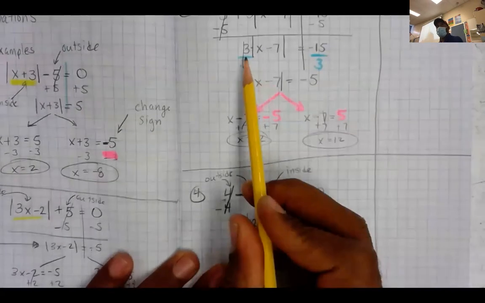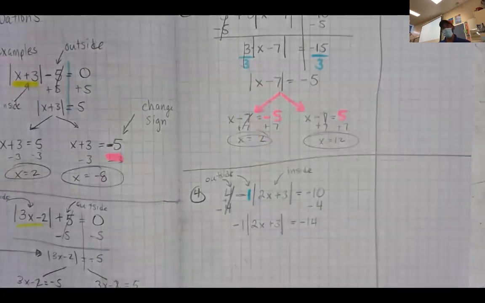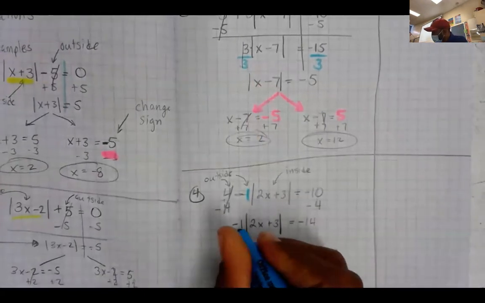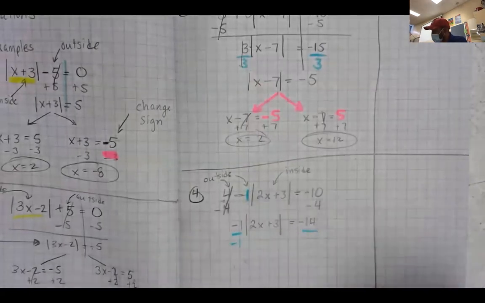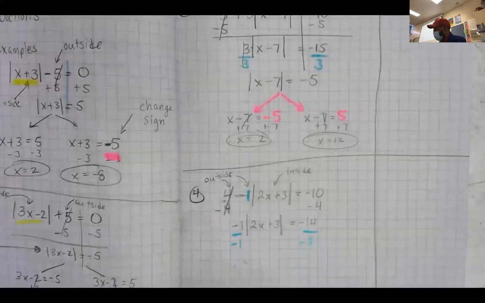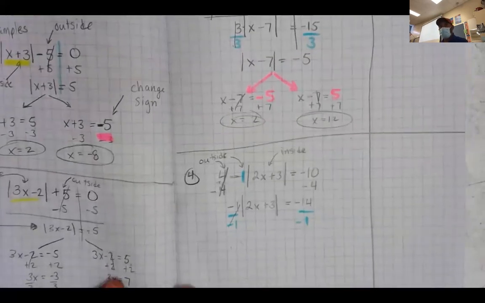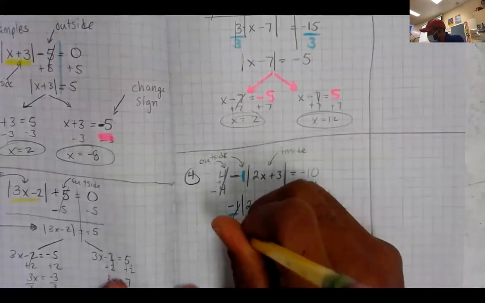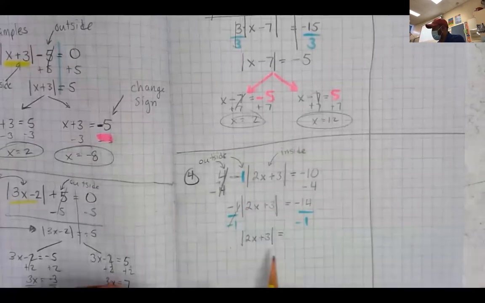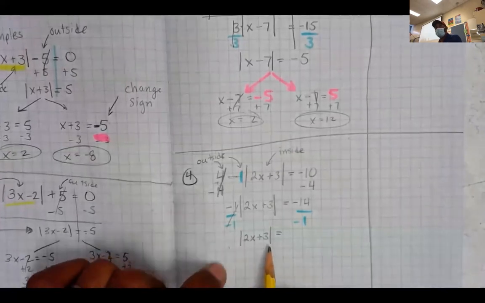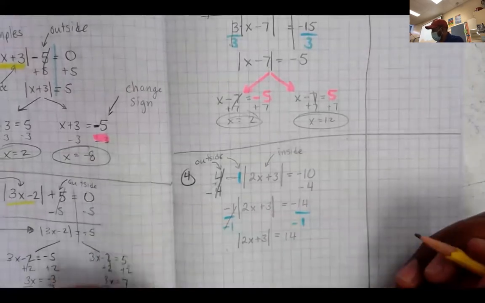Now, just like I had a number in front that's being multiplied, I have the same thing here, so I'm going to divide it. And remember, when you divide on both sides, you divide by the same number, not the opposite. So the same sign of -1 on both sides. That will cancel out that number, or at least turn it into a 1, so it doesn't mess with our equation. So now we've got the absolute value of 2x plus 3 isolated. -14 divided by -1 is +14.